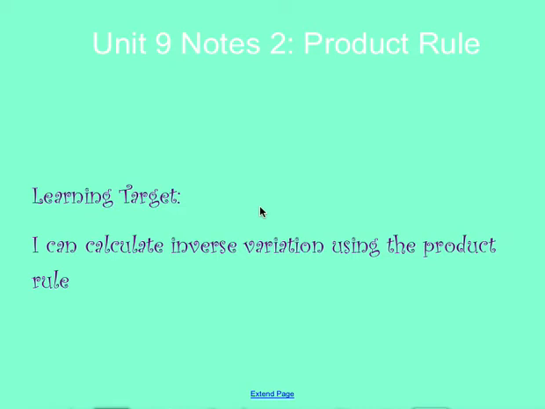So today we're going to be talking about the product rule. We're basically going to be using the product rule to help us calculate inverse variation. So let's go ahead and take a look at what that means. Taking a look at the product rule.